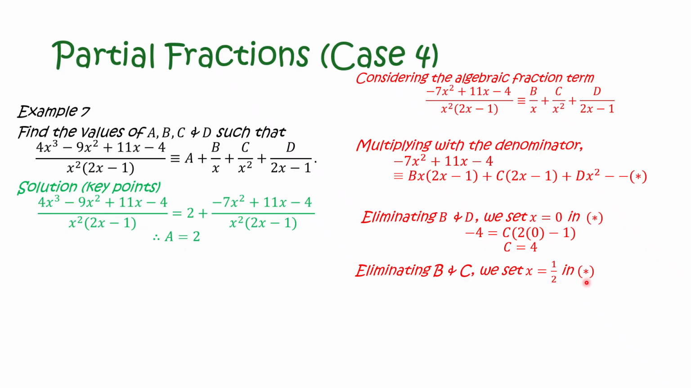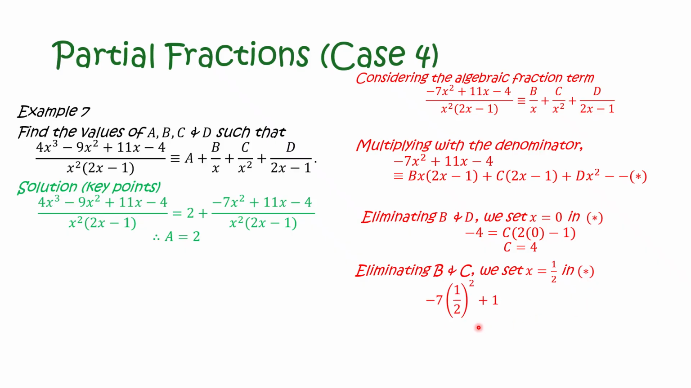We move on to eliminating b and c. So we set x to be 1 over 2 in identity star because we can see over here that the terms that are affected by 2x minus 1 are b and c.